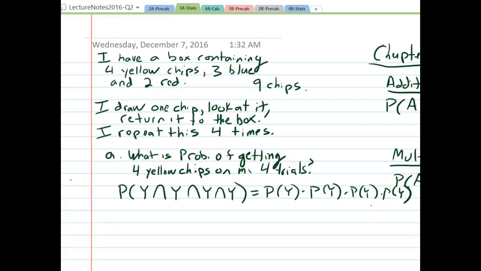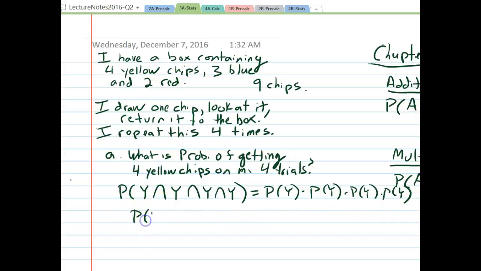Now, are these independent events? Well, since I am pulling a chip out and then returning it to the box, yes, the probability of getting yellow is going to stay the same each time. So the outcome of one of these events, one pull, doesn't affect the probability of the next one. So they're independent events, and that's my formula.